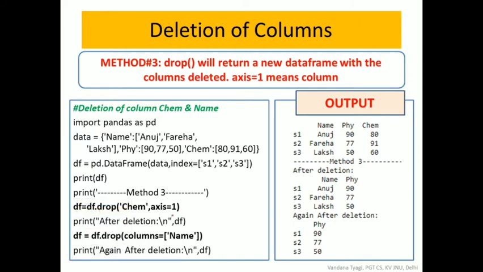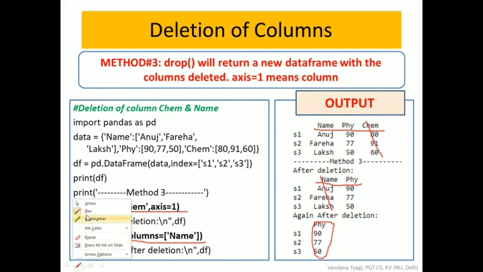Now if you see here, the original data frame is having name, physics and chemistry, but once this command is executed, df.drop chemistry, chemistry is deleted now. So after this, we are having only two, name and physics. And after that again we have written df.drop columns name, so name is again deleted from this, so we are only left with the physics marks. So this way we are doing the deletion in my data frame.